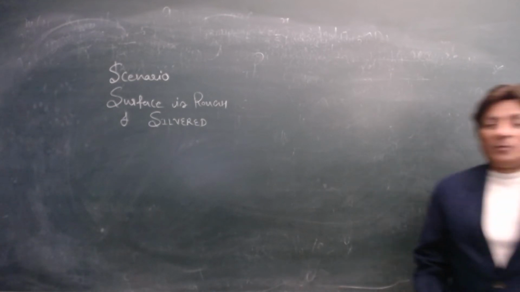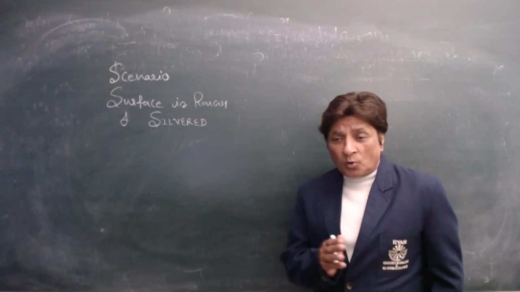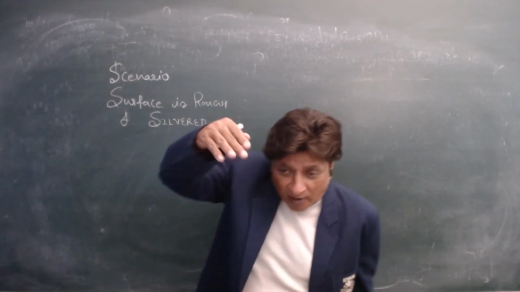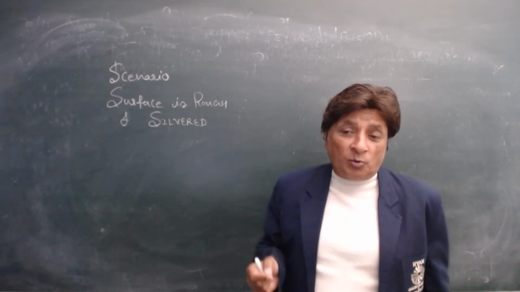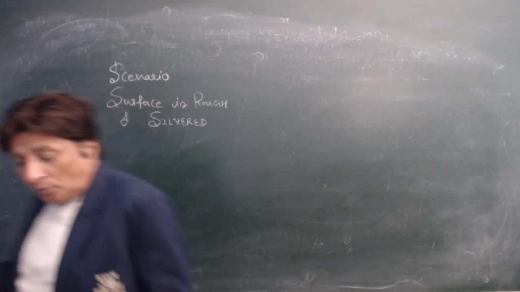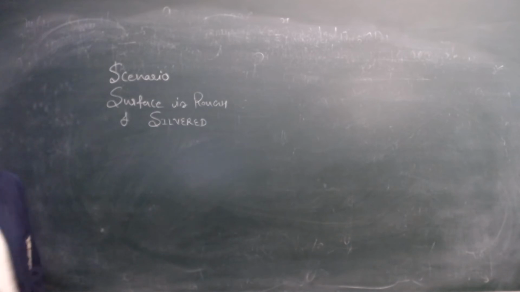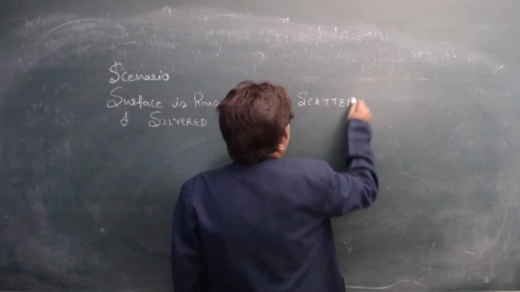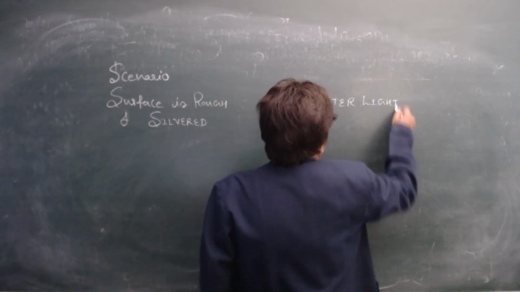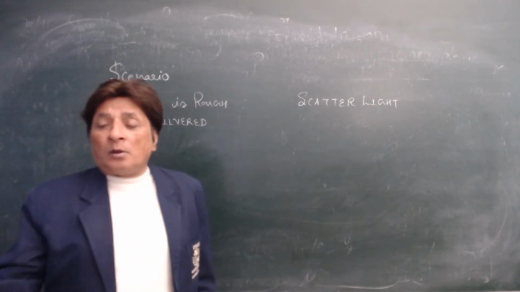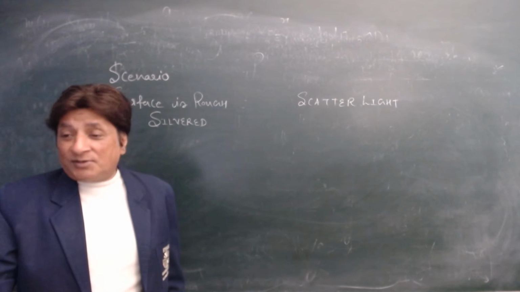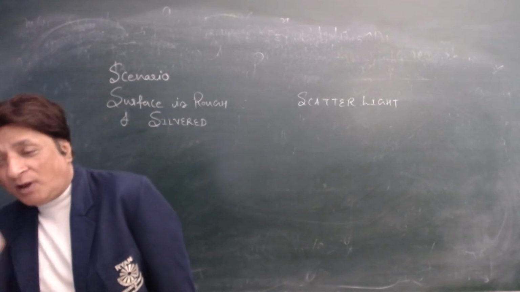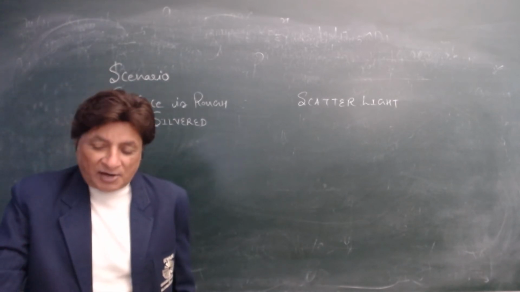I repeat, हमारे पास जो सरफेस है वो रफ है और उसके ऊपर सिल्वर मींस पॉलिश किया हुआ है और उसके ऊपर हम लाइट डालते हैं तो क्या होगा? जो सरफेस है वो लाइट को स्कैटर करेगा, लाइट को क्या करेगा? स्कैटर करेगा. मीन्स दैट वो जो लाइट है that will spread in all directions.